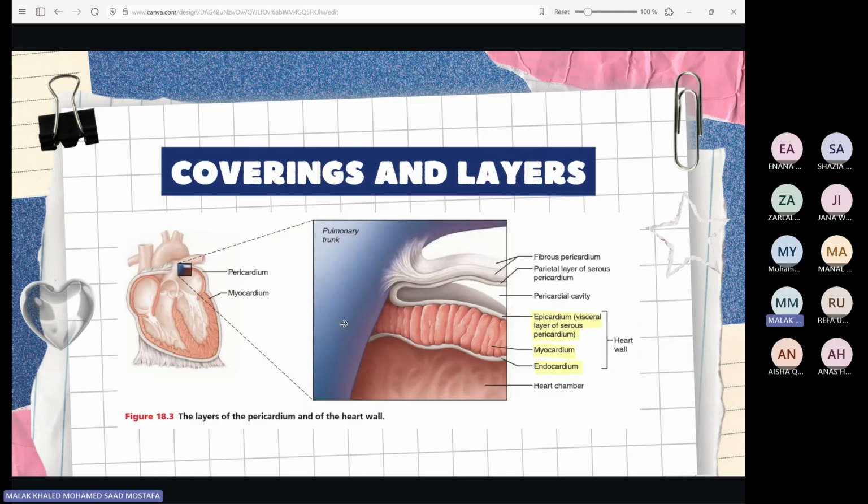This is a quick summary. Fibrous is the top layer of your coverings, and then you have your serous membrane, so your parietal and your visceral, and they loop around as a continuous layer. Then you have your myocardium for the pumping activity, and then your heart chamber that is lined with the endocardium that is continuous with your blood vessels. Okay.